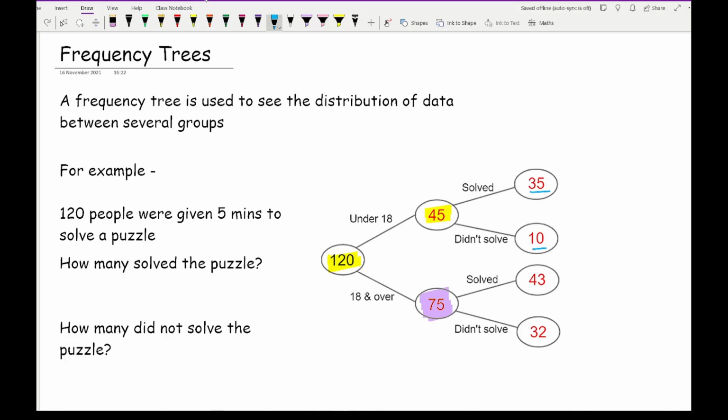Now the key thing to remember is that with each of these bubbles that come out of a certain cell, those two add up to give me this cell here, and likewise these two here add up together to give me that number there. It's always important you know what should add up to what, and also recognize that in terms of the columns, those two need to add up to the grand total, which in this case is 120.